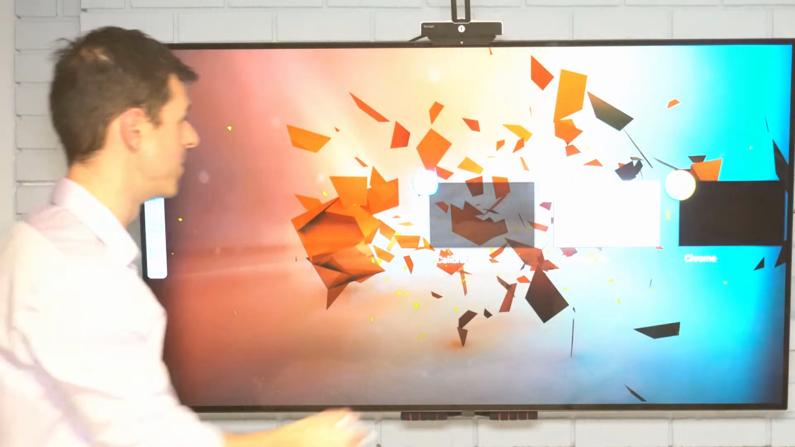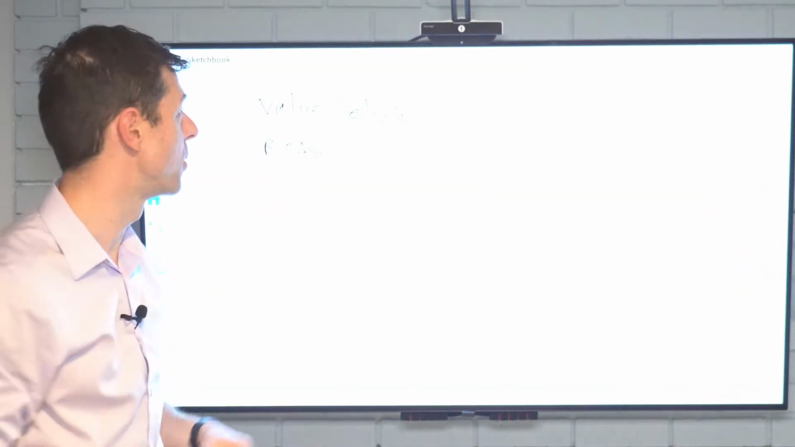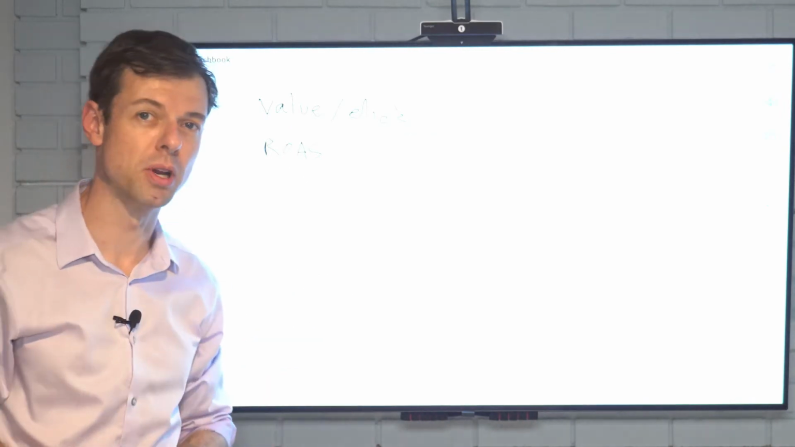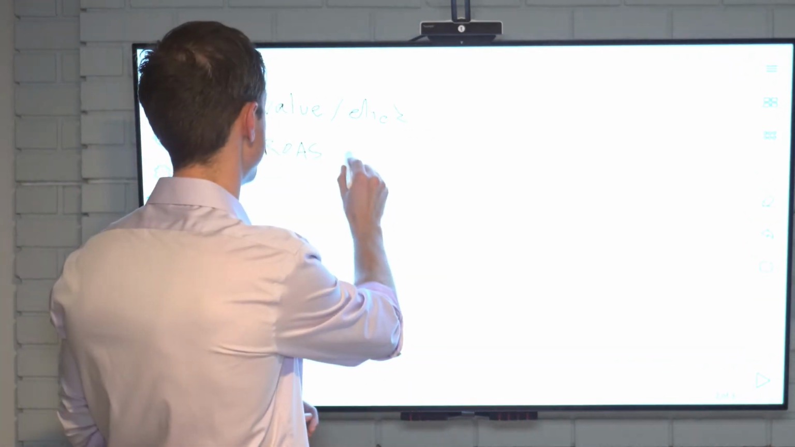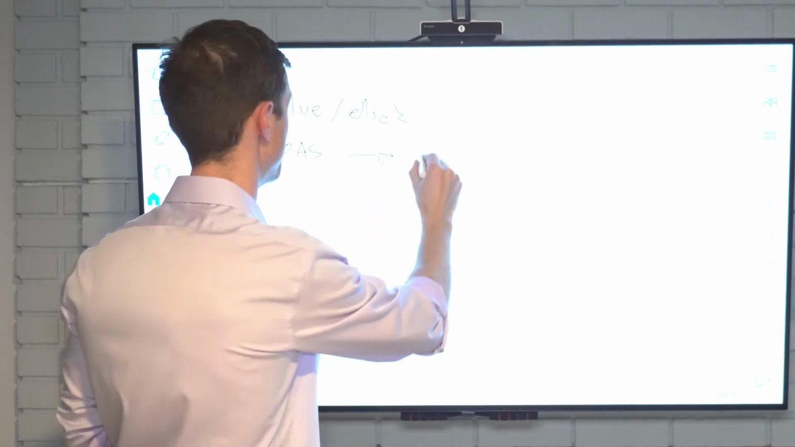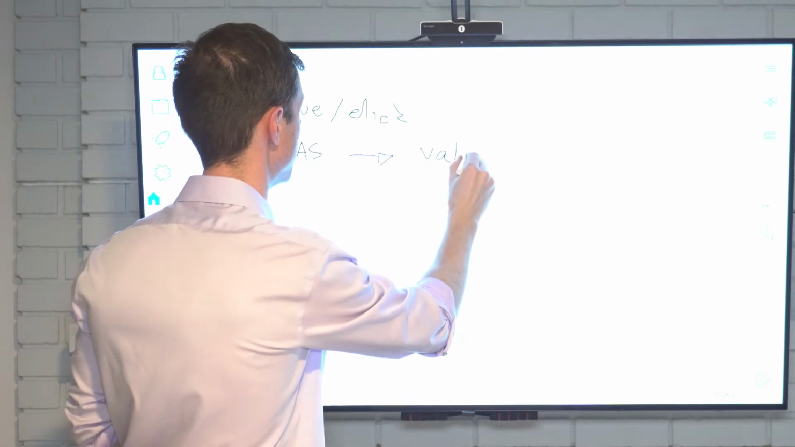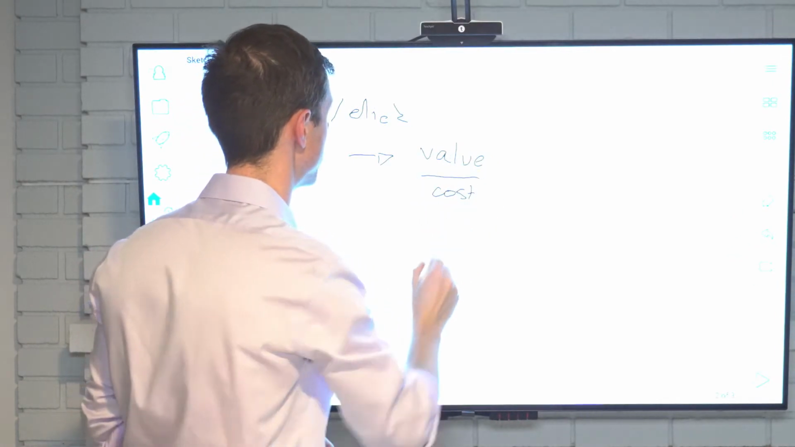So we'll go through a little bit of math here, but I've already put in the two things that we know. So from that equation, we were looking at value per click as well as return on ad spend. Now, what is return on ad spend? Return on ad spend is basically how many dollars of value you want to derive for every bit of ad cost that you have. So it's basically value divided by cost.